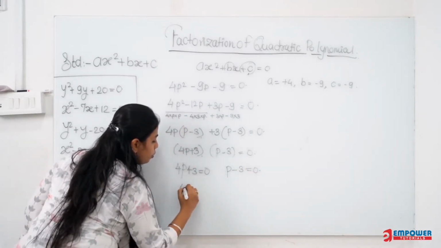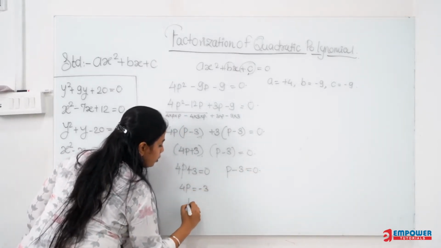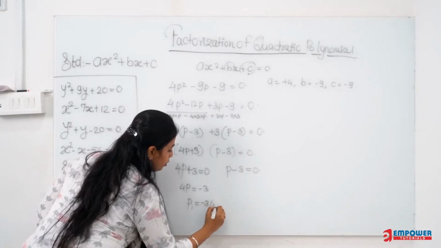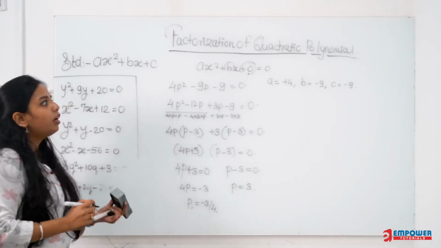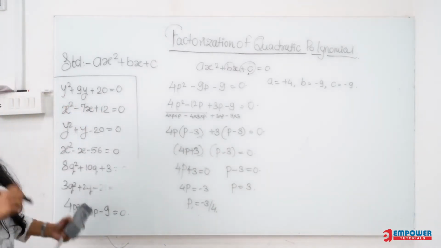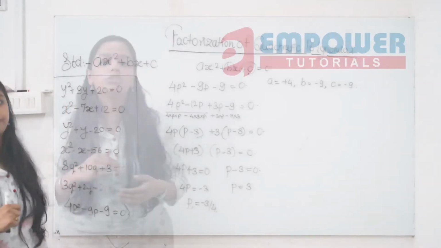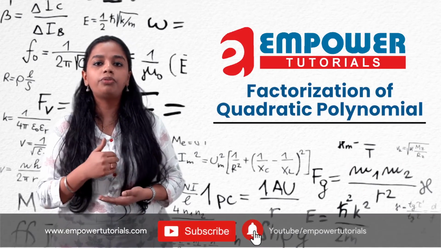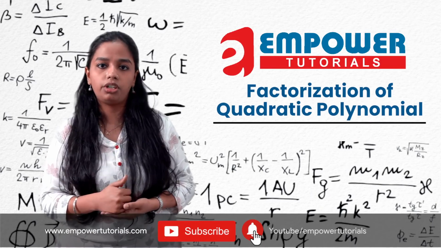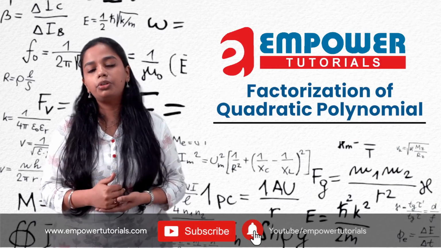So 4p is equal to minus 3, so p is equal to minus 3 upon 4. And this is p is equal to 3. So this is how you can factorize any kind of quadratic polynomial. So till now we have seen how to use the splitting method to factorize any quadratic polynomial. I hope you have understood this.